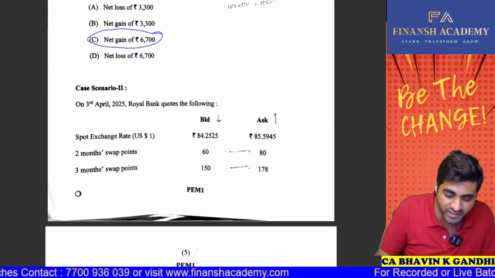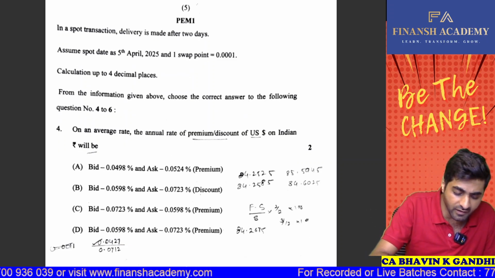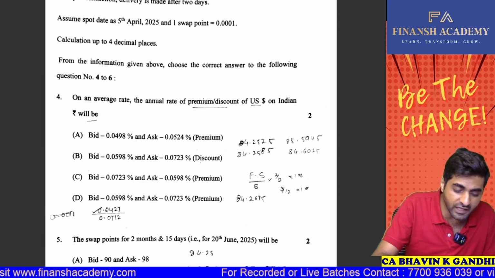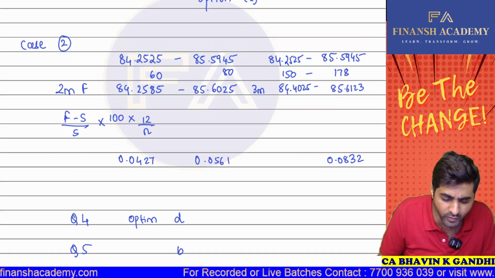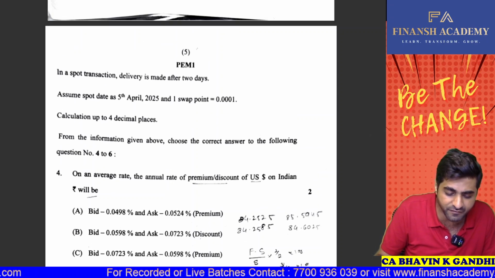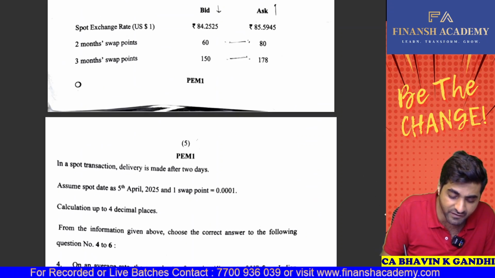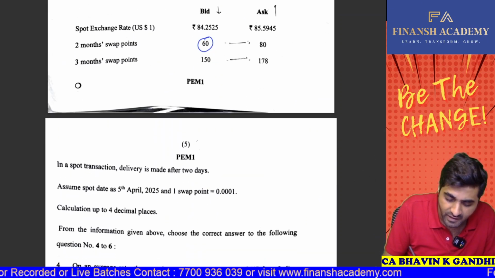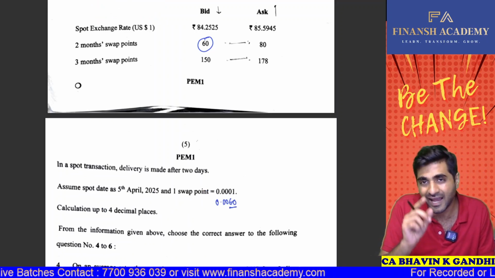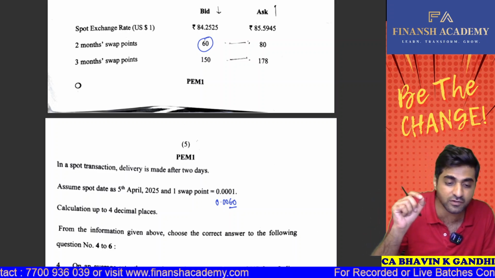Now case study 2, which deals with Forex. Forex was slightly tricky, covering your fourth, fifth and sixth questions. For the fourth question, first of all we need to understand that one swap point is equal to 0.0001. It means that if they have given you swap points of 60 for 2 months, this is nothing but 0.0060. So one swap point is 0.0001, and that is why 60 swap points will be 0.0060.